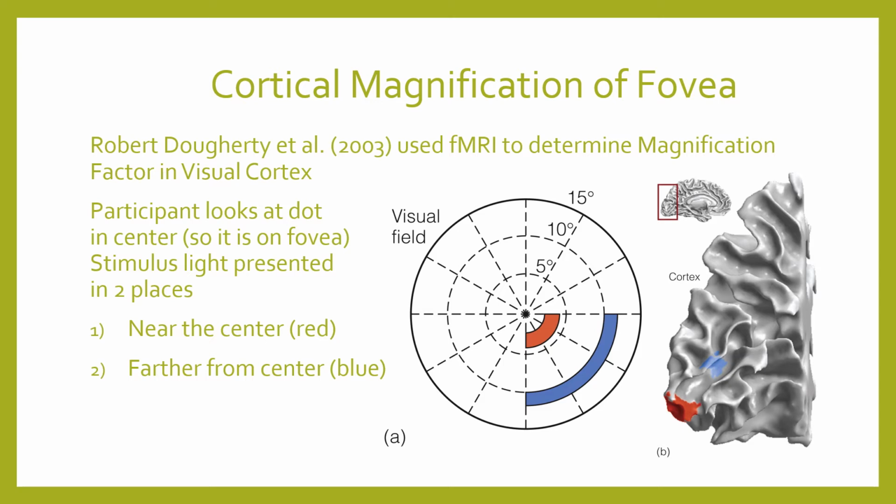So Robert Doherty and colleagues in 2003 used the fMRI to determine the magnification factor in the visual cortex. They had participants look at a dot in the center, so it is where they're fixating, and it is then on the fovea. And then they had a stimulus light presented in two places, and they looked at the response of the visual cortex. The two places were either near the center, so you can see that in A, in the red, it's within 5 degrees and very close to the fovea.